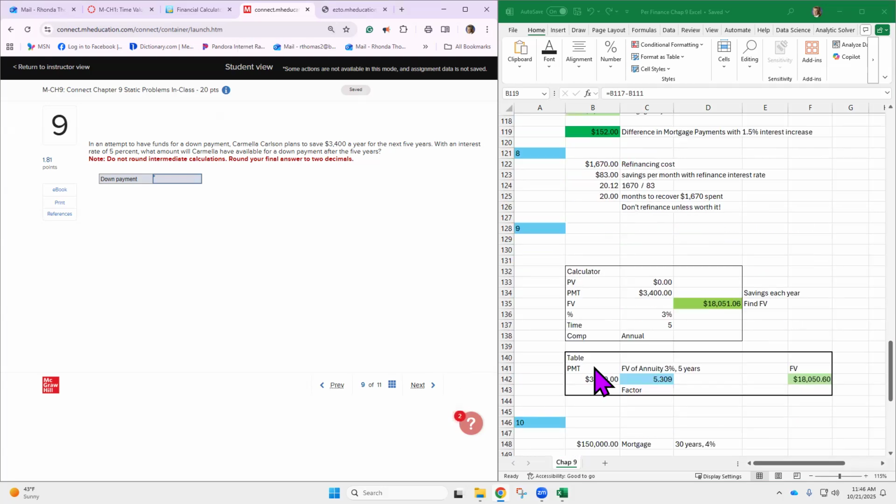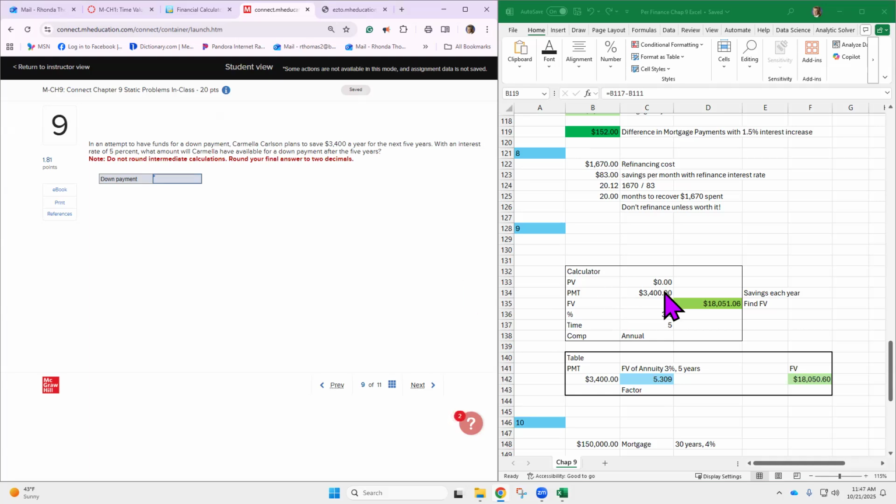Hopefully so. All right. In an attempt to save funds for a down payment, Carmela plans to save $3,400 a year for the next 5 years with an interest rate of 5%. What amount will Carmela have available for a down payment after the 5 years? So this is the future value, right? She plans to put $3,400 away a year for the next 5 years. And she's putting it in an account that pays 5%.